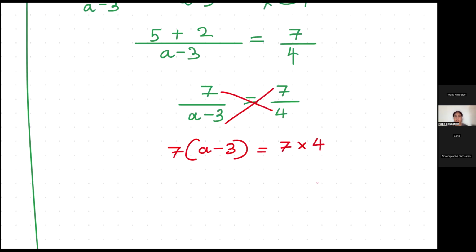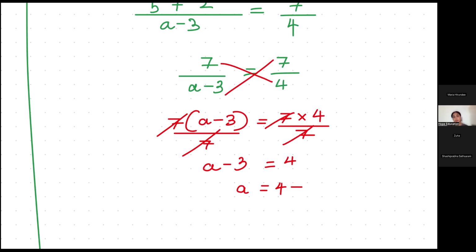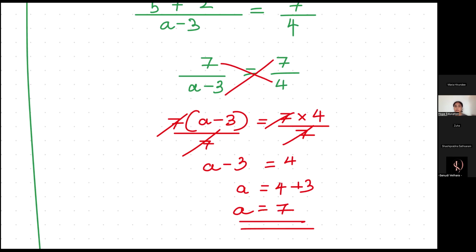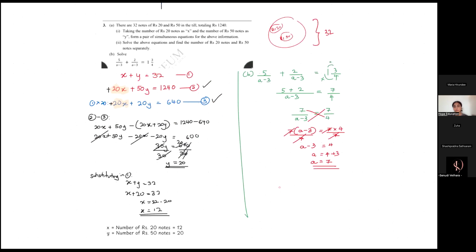I divide both sides by 7. 7, 7 cancels. Here also 7, 7 cancel. Then a minus 3 equals 4. Then this minus 3 I bring to the other side, so I have plus 3. Therefore, a equals 4 plus 3, which is 7. Is this clear, Lamai? Yes, teacher. Okay.